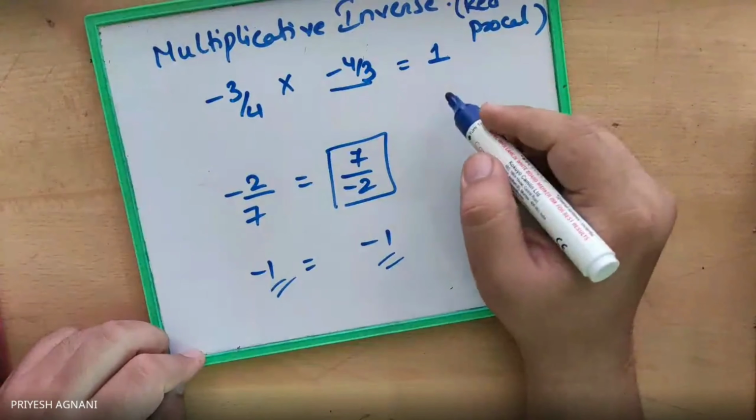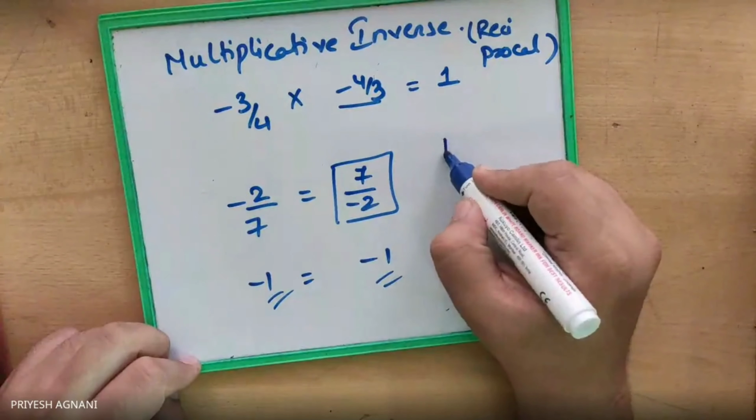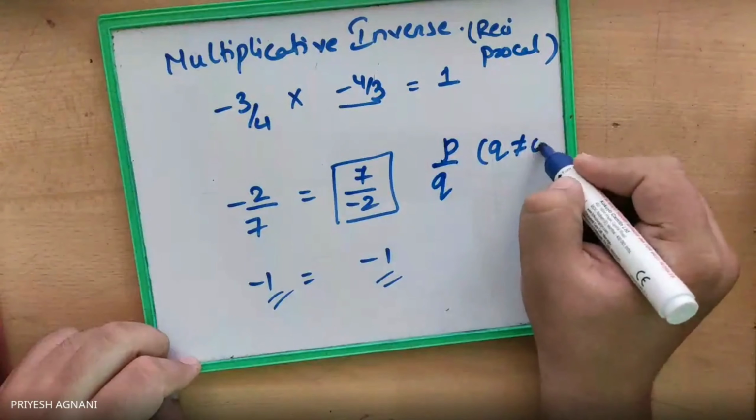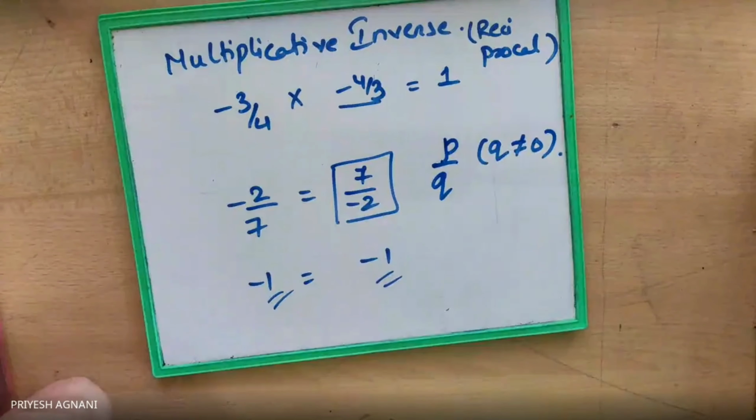Just remember that in a rational number, if it is in the form of P upon Q, then Q is never equal to 0. This is the most important condition for a rational number. Very important condition for the rational number.